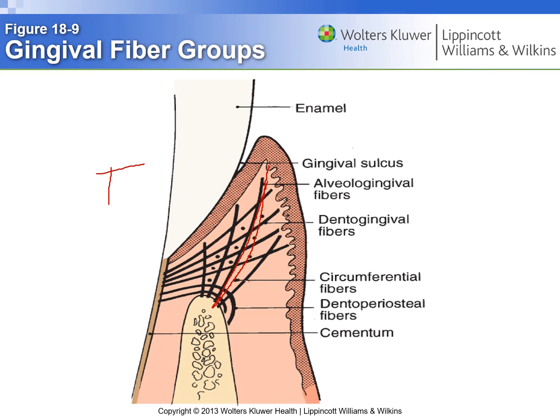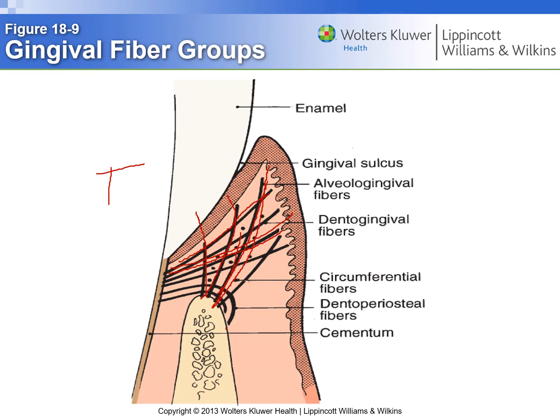These dentinogingival fibers are going to go from the dentin over here out to the gingiva. So they kind of go that way. Then you have circumferential fibers. These fibers kind of go around the tooth. You can't see it here, but they will also take off from the bone and go out this way.